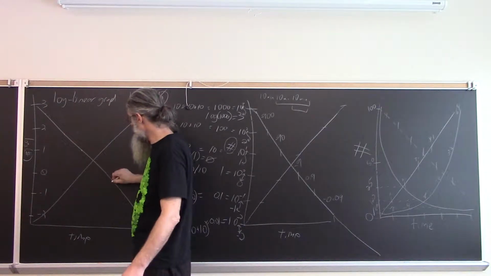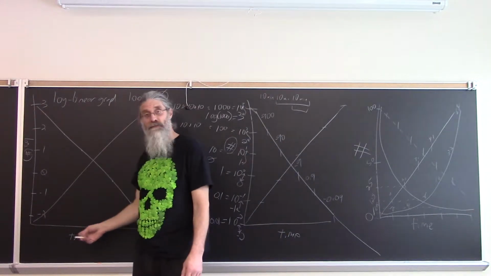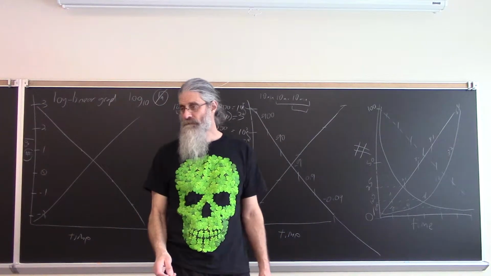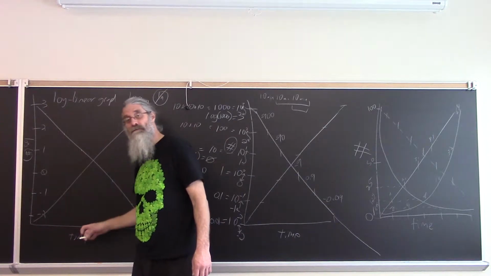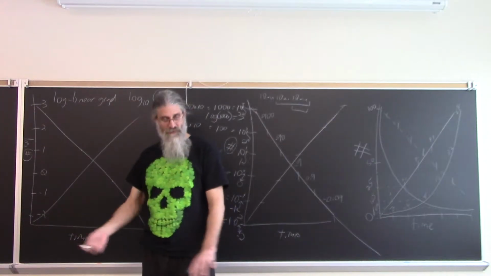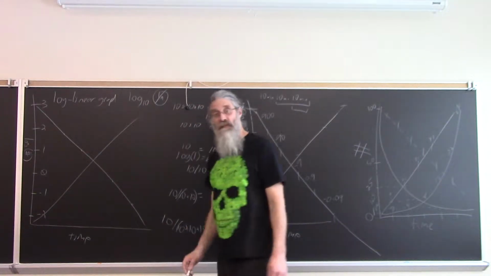Time is, in this case, the standard time. It could be minutes, could be hours, whatever. But it's linear. It's going 0, 1, 2, 3, 4, 5. Not log, just those would be, for example, minutes. We get this nice straight curve.